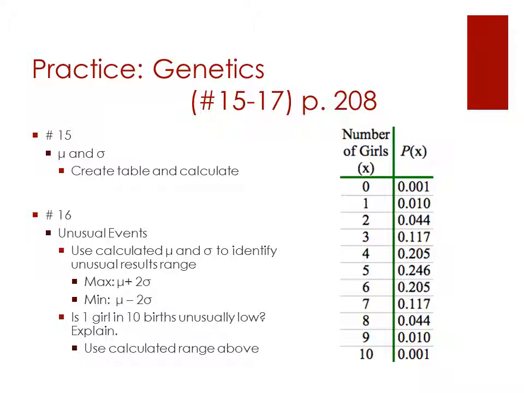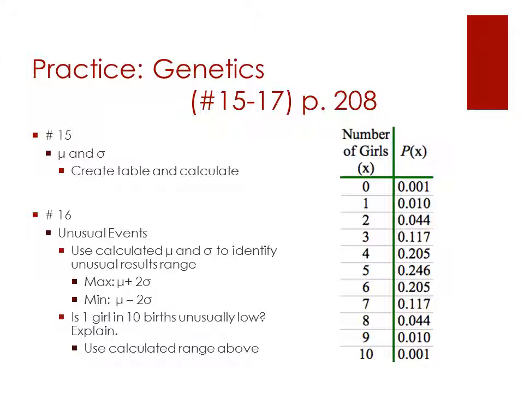Okay, in this section, we're going to be doing a practice problem working with discrete probability distributions, looking at the mean and the standard deviation, and then going on to look at the issue of unusual events, such as we see here in number 16. So in this problem, we do numbers 15 through 17 on page 208, and then in the second video, you're going to do problem number 18.